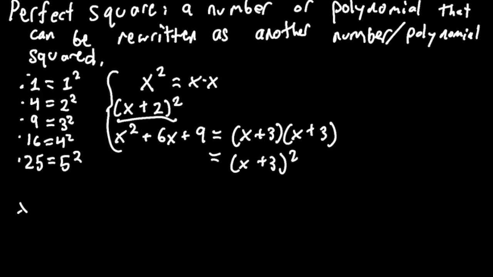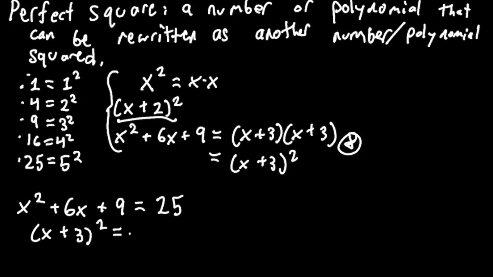Let's say we start with x squared plus 6x plus 9 equals 25. And we're being asked to solve for x. So we could maybe subtract 25 and then try factoring. What I'm going to do instead is try and rewrite that left side as a perfect square. As we saw up here, we can rewrite x squared plus 6x plus 9 as (x plus 3) squared.